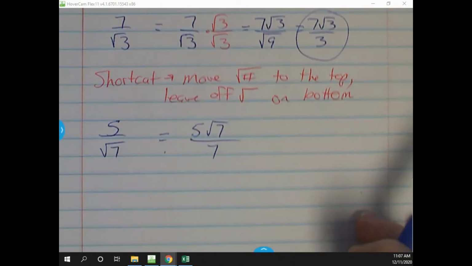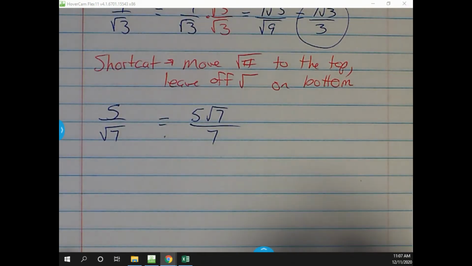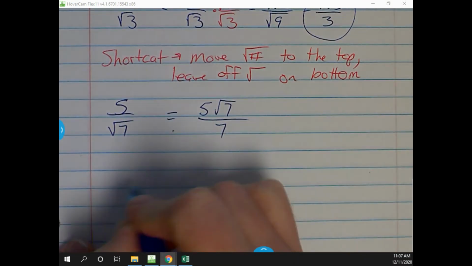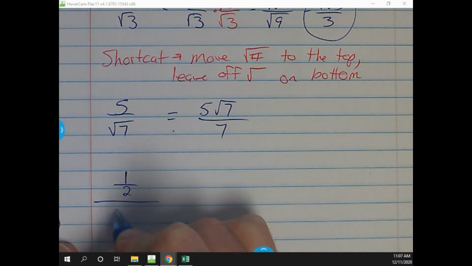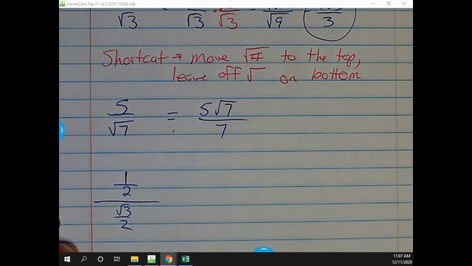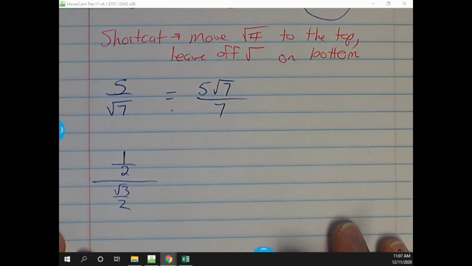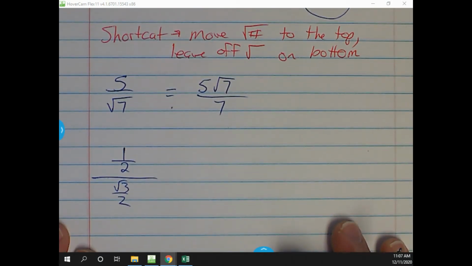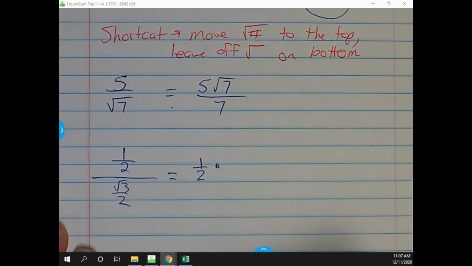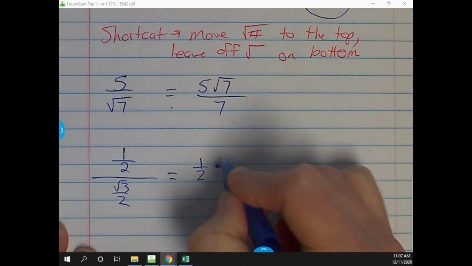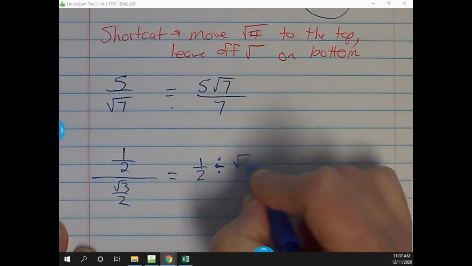Okay, now where that's going to tie in with what we're going to do today, and we'll use this to walk us in here, is that we're fixing to do some problems in a minute where we're going to have something like this, where we're going to have 1/2 over the square root of 3 over 2. And what we're going to do for this part is first we would rewrite this as 1/2 divided by the square root of 3 over 2.